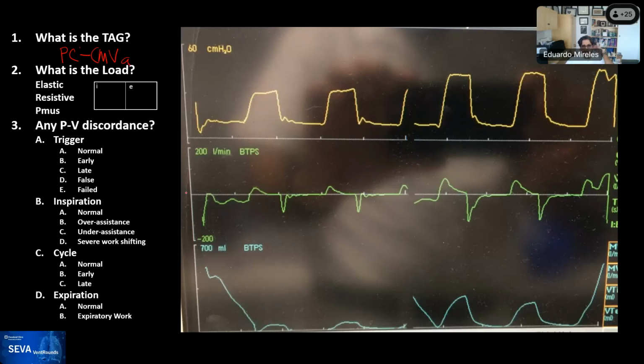Rob, comments here, please. That's a good observation. And the next thing we need to focus on is the distortions in the flow waveform. Yes. So let's ask here, what do you think is the load? Can you determine the load by looking at these waveforms? Can you determine the load on this patient? Is it elastic, resistive, or do you see evidence of PMOS?